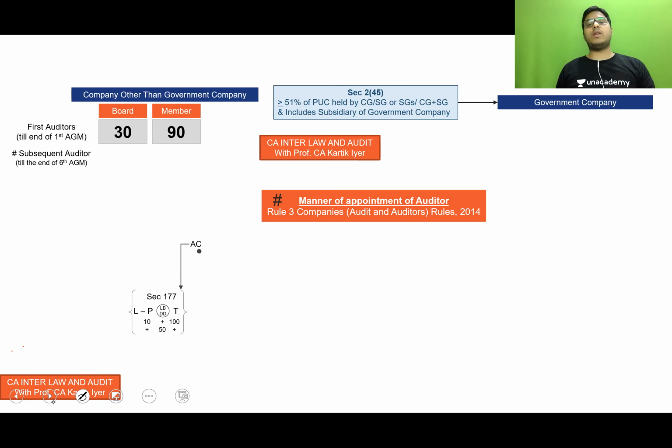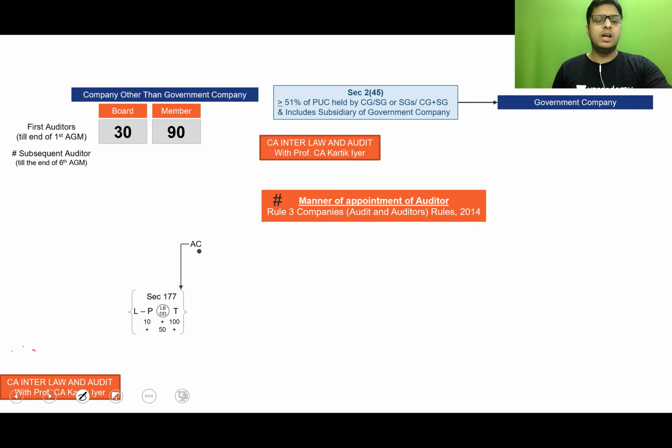Now the requirement to have an audit committee is given in section 177, which says that if the company is a listed company, an audit committee will definitely be there. If the company is an unlisted public company having a paid-up capital of 10 crores or more, then the audit committee will have to be appointed. If the company has outstanding loans, borrowings, debentures, deposits of more than 50 crores, then the audit committee will be in place. If the company has a turnover of 100 crores or more, then the audit committee will be required. Now, when an audit committee is in place, it is very, very important that the appointment of the auditor is taken care of by the audit committee itself.